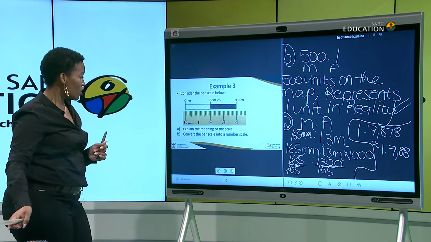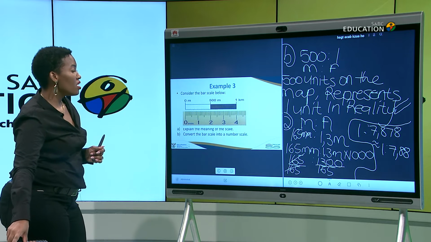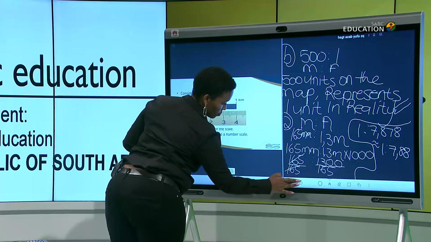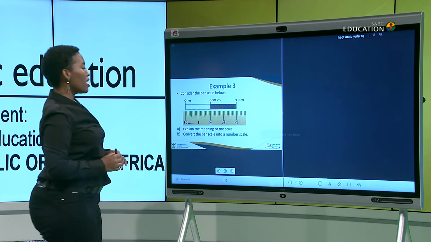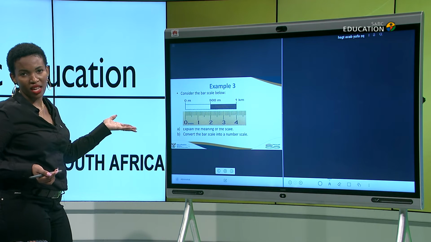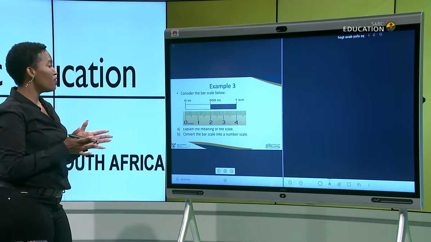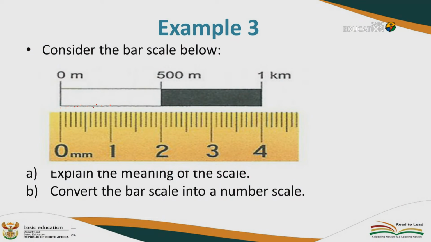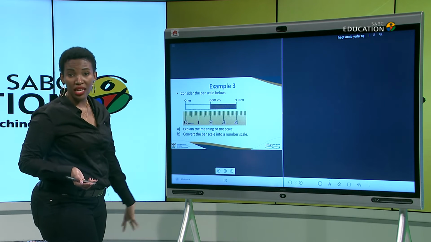Now, the first question A, explain the meaning of the scale. How do we explain the meaning of the scale? There are different ways of explaining the scale. It is really up to an individual learner. This is a type of question where we can have about 4 different answers that are still correct. So the first part, I can look at the scale, a full scale, and then it is 4 here. And then we all agree that this is 4 centimeters.